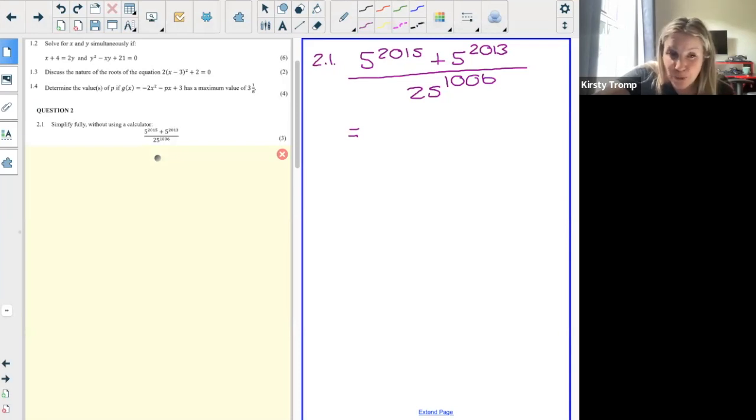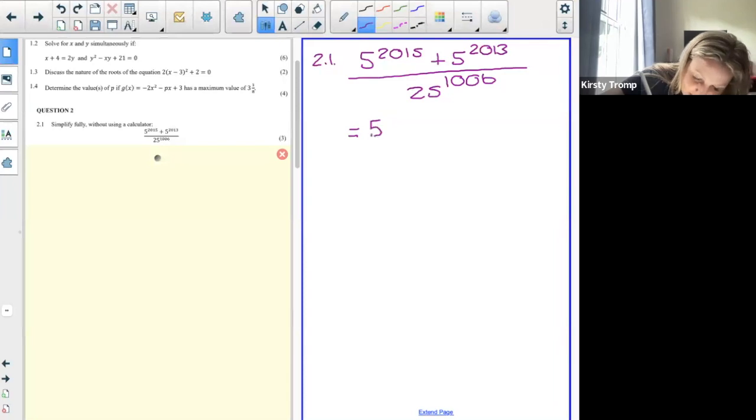Now, with exponents, what happens when we have the same base? If I have the same base, I can do the following: I can say the base times the base.